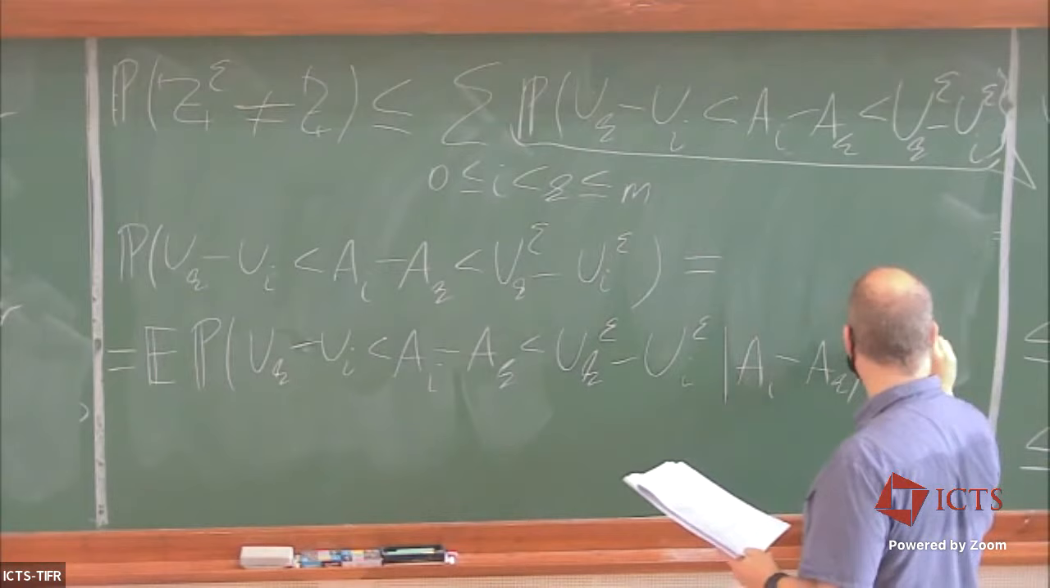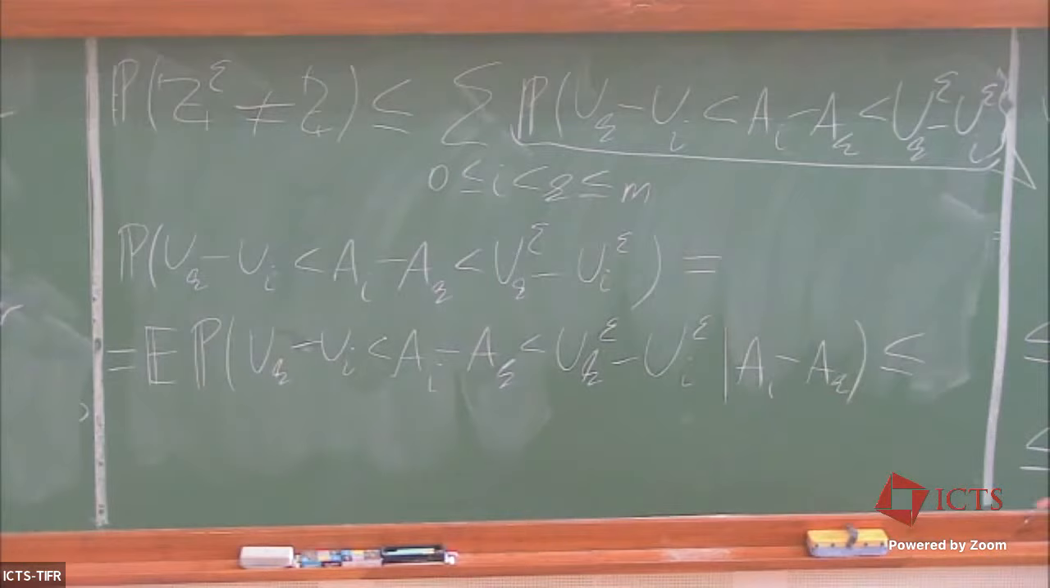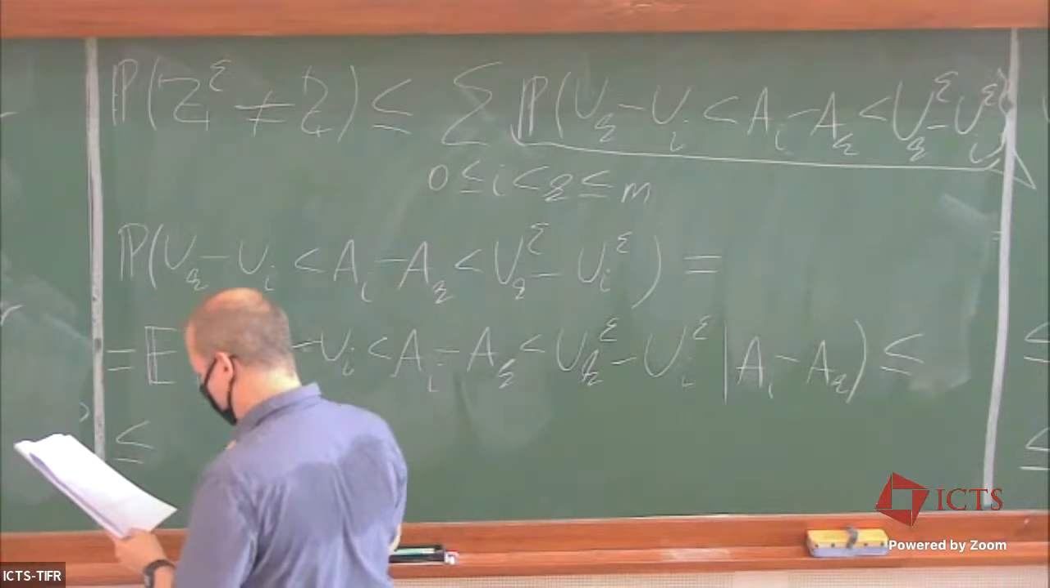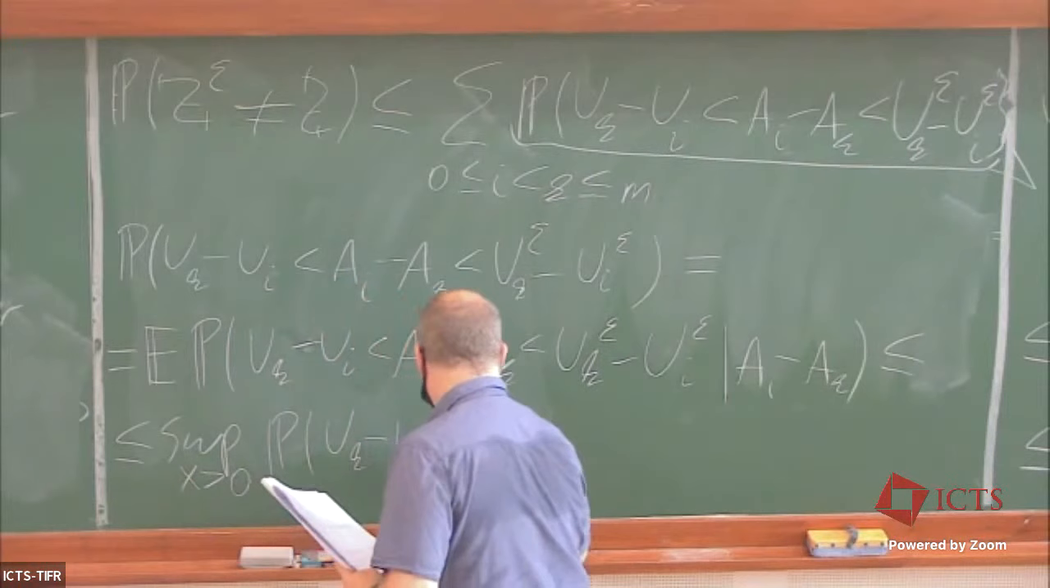I'm going to say that I honestly don't care what these A's are. I'm going to bound this conditional probability from above by the worst possible value of these A's. So I'm going to say that this is definitely smaller than or equal to the supremum over positive x of the probability that U_K minus U_I is smaller than x smaller than U_K epsilon minus U_I epsilon. Now, I'm going to come back to this in a moment.